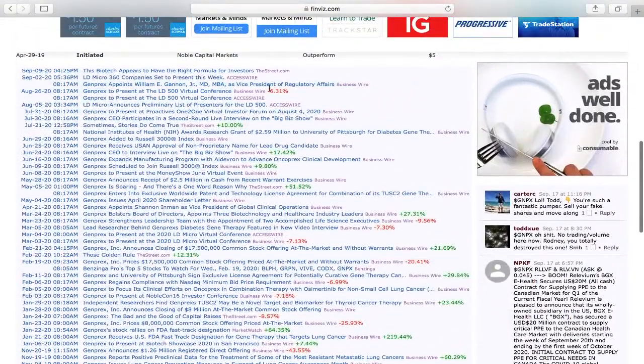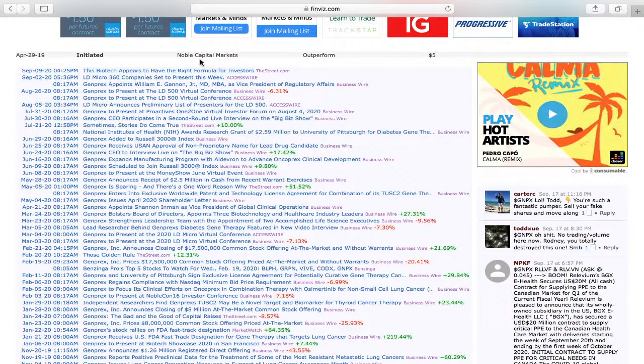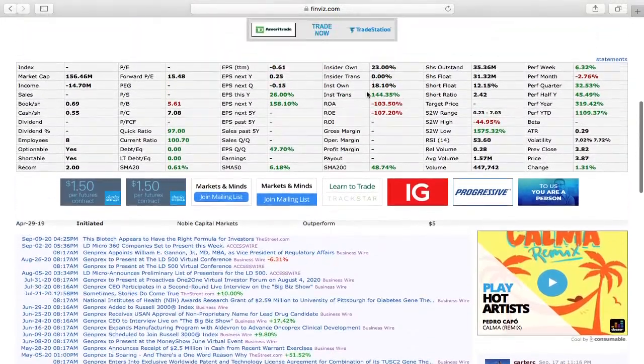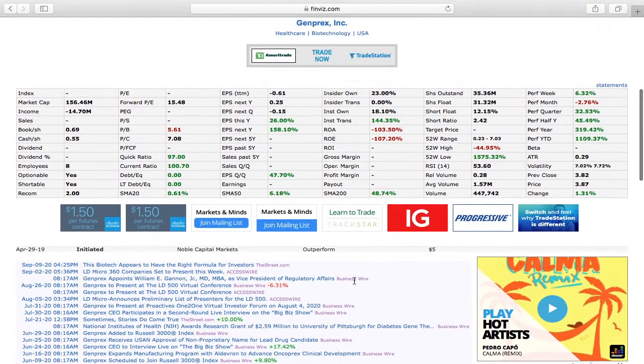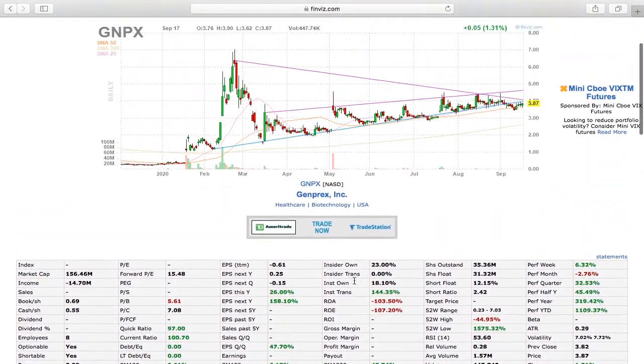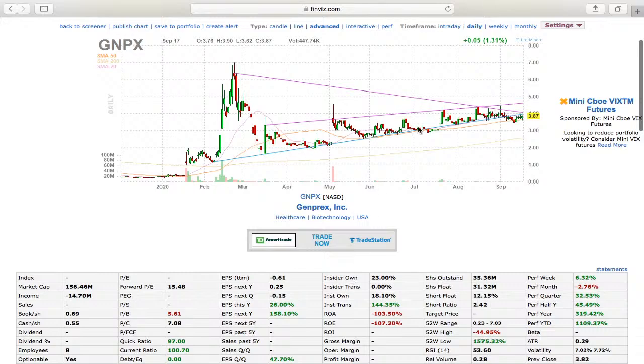You look at the news. This biotech appears to have the right formula for investors. So you can always search different things and base that off your trade. If you want to just do the technicalities, you can see that it has these technically are some lows it could go to. Like it could go all the way down to here for all we know. But this is also high.